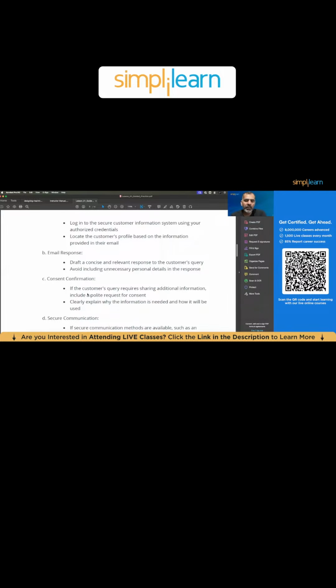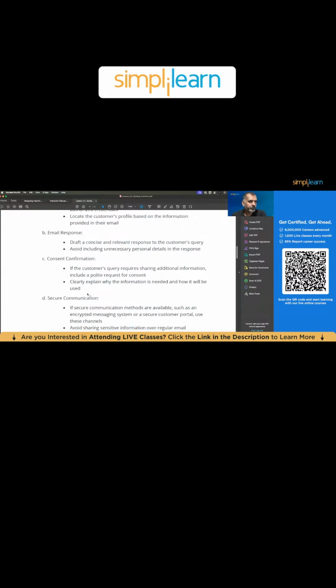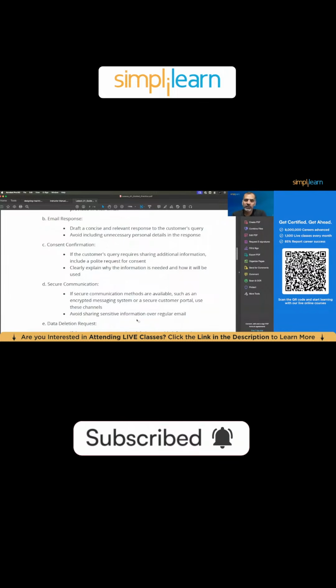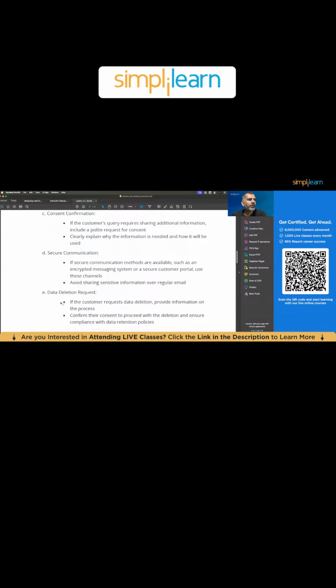In this way, you are actually maintaining the transparency. Then secure communication. If secure communication methods are available, such as encrypted messaging systems or a secure customer portal, use these channels. Avoid sharing sensitive information over regular email. You should not use that because it is personal private data. And at the end of this, you can add a data deletion request.